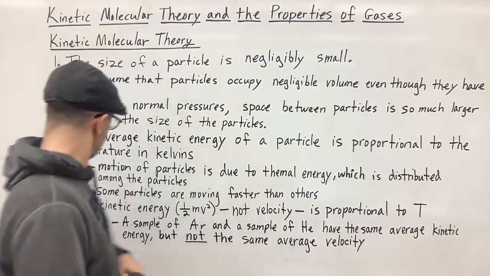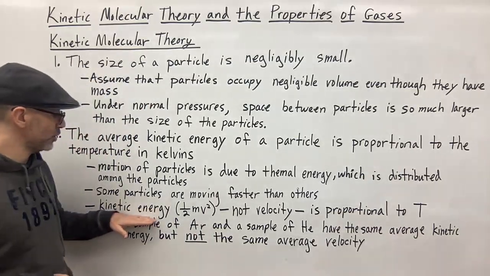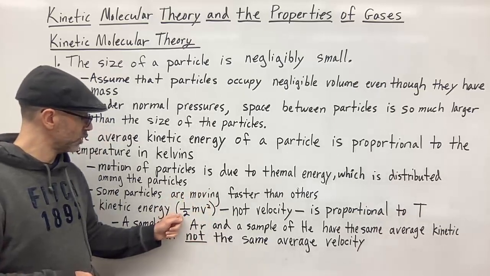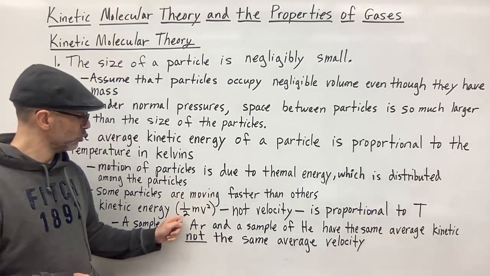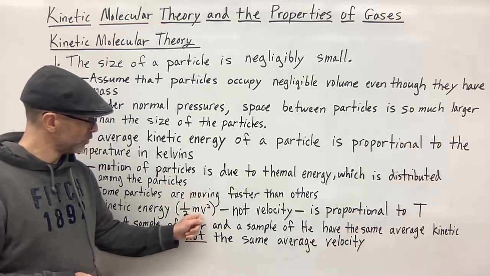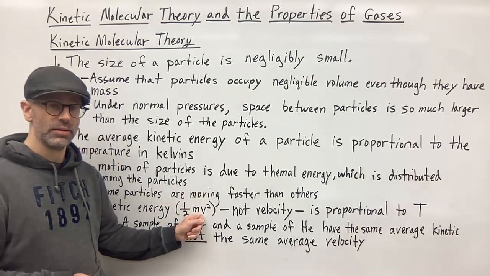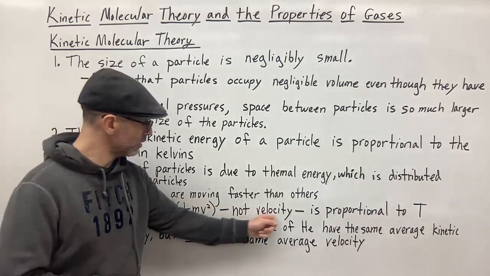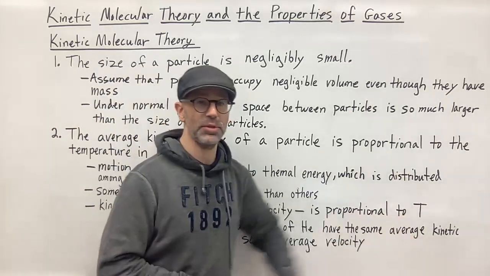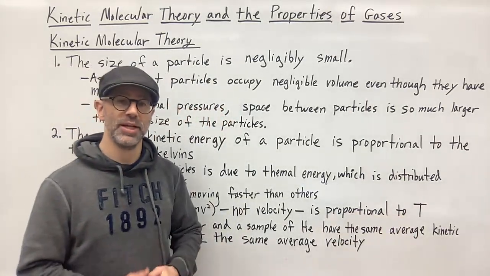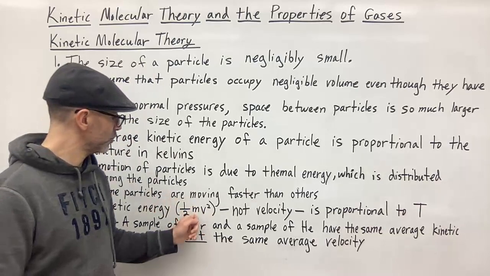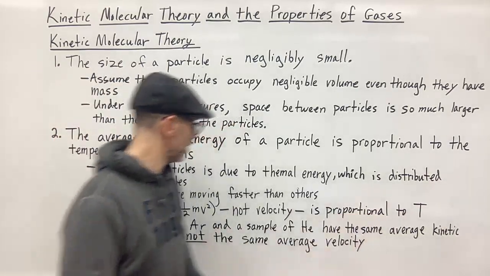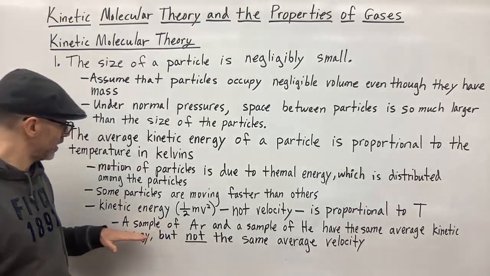Okay. And one thing to note is that kinetic energy, which is 1/2 mv squared, you calculate by this equation here. You'll notice that kinetic energy is related to velocity squared, not velocity. So kinetic energy, not the velocity, is proportional to temperature. So don't make that mistake. Yes, velocity and kinetic energy are related, but it's the average kinetic energy that is proportional to temperature, not velocity. And we can see this in this example.